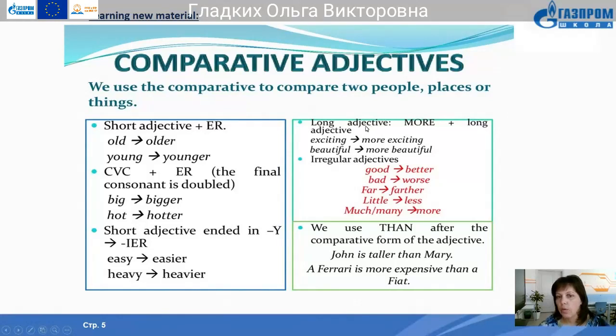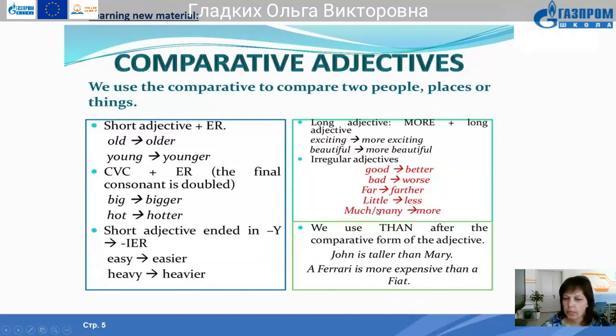So next, when do we use long adjectives? We use more plus the long adjective. Example, exciting, more exciting. Next, beautiful, more beautiful. And we have some irregular adjectives, and these adjectives you have to memorize. Such adjectives as good, better, bad, worse, far, farther, little, less, much, many, more. Please memorize these irregular adjectives.